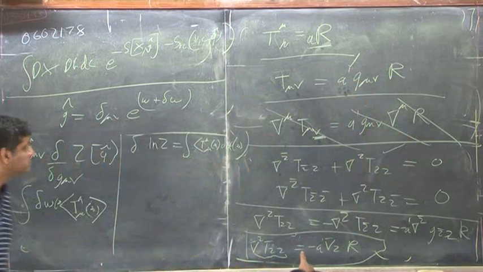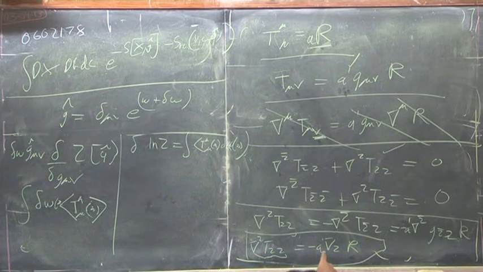If I just use this equation, then del mu T mu nu is not 0. If you just act del mu on that, then del mu T mu nu is not 0. So how can that be? That's a good question.